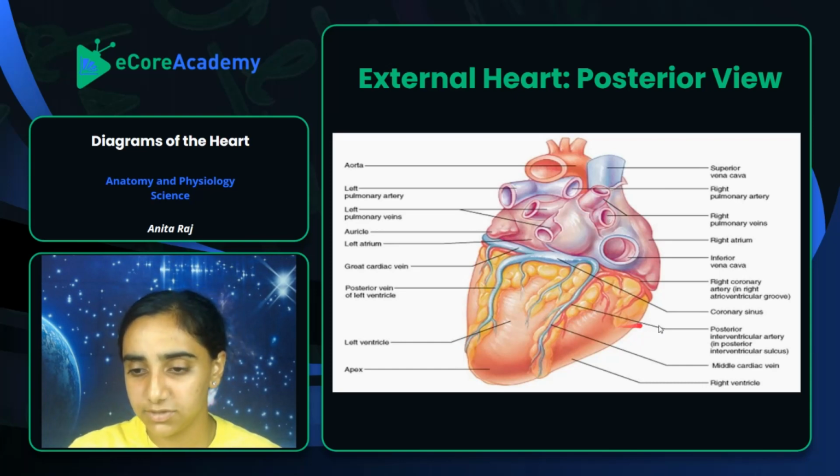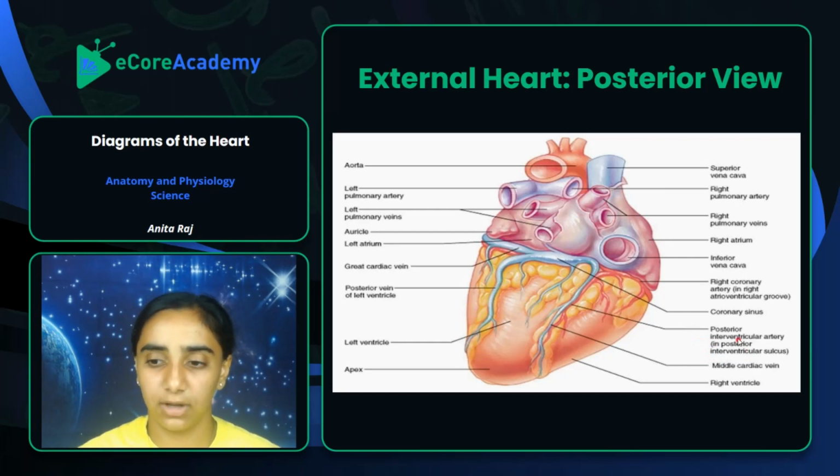Then we have the posterior interventricular artery. It's in the posterior interventricular sulcus. So this is what I was talking about before. I mixed it up with the right coronary artery. I'm so sorry about that. I'm just going to reread what it is.